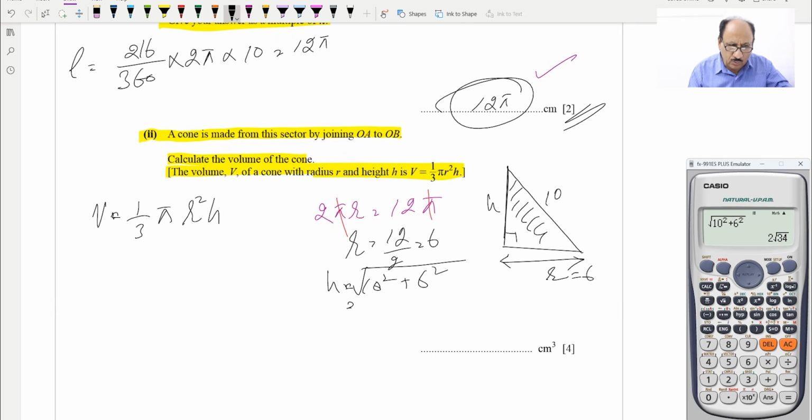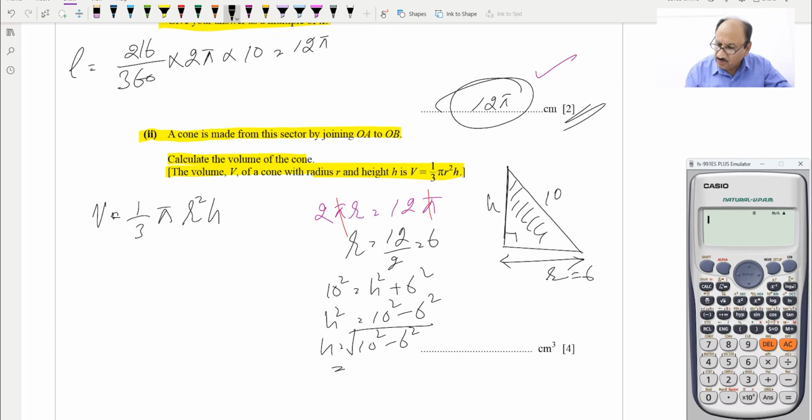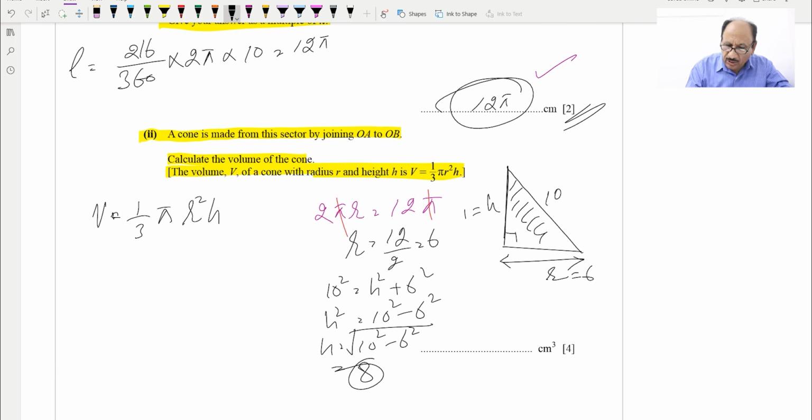No wait, this is not like the hypotenuse is given, so this formula will change. This will be 10 square is equal to h square plus 6 square. So h square is equal to 10 square minus 6 square. H will be equal to the square root of 10 square minus 6 square, and this will be our h value. The under root of the answer is 8. So the height we got is 8.